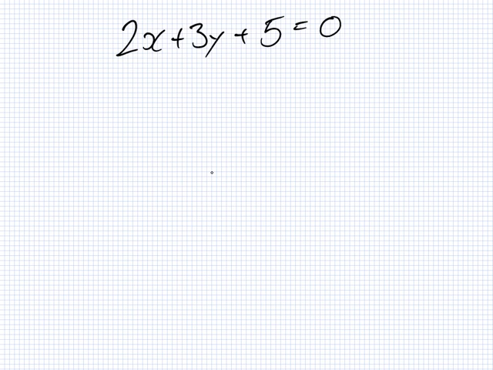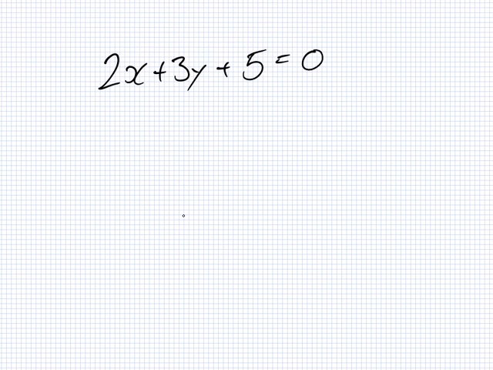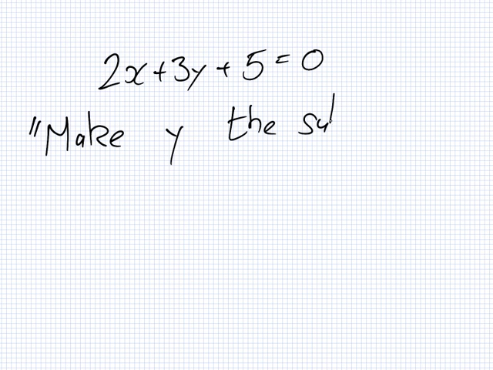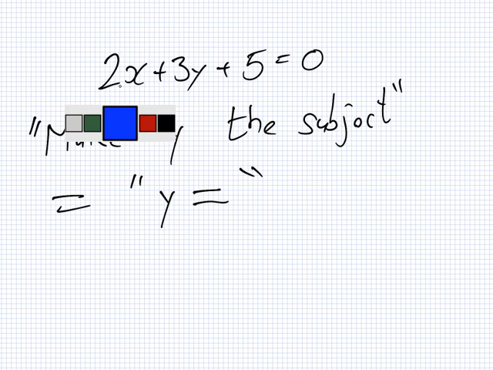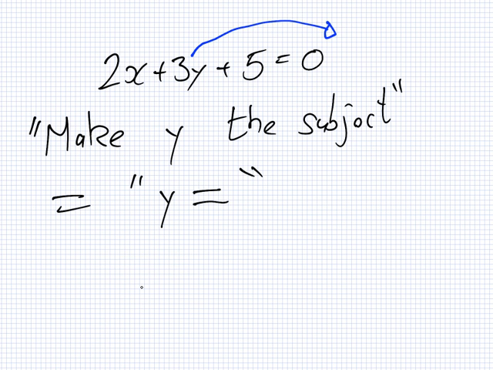So just practice our English. What do I do first? Make y the subject. So just so you can practice your vocabulary here, we say make y the subject. What that means is to put y on one side, so it's like y equals, like this. So how can I do that? You could bring this over here. So you would get 2x plus 5 equals minus 3y.